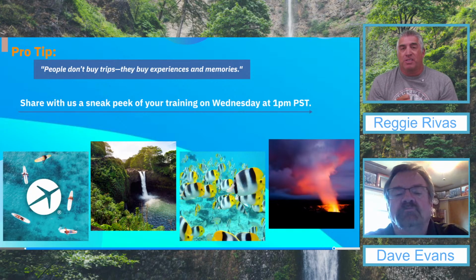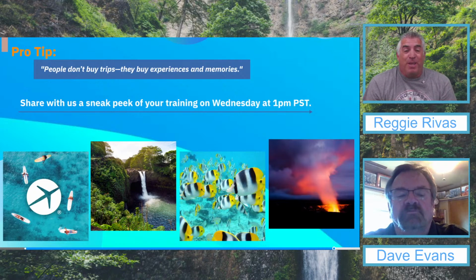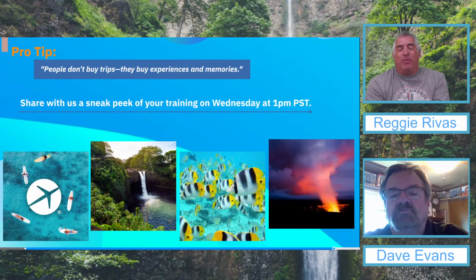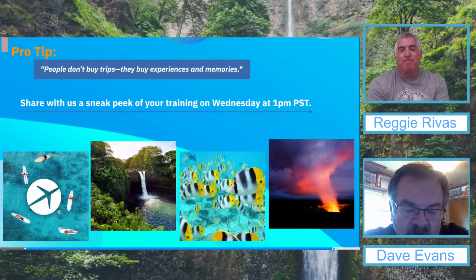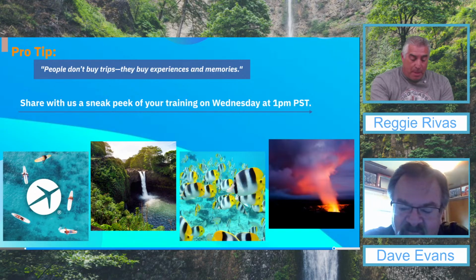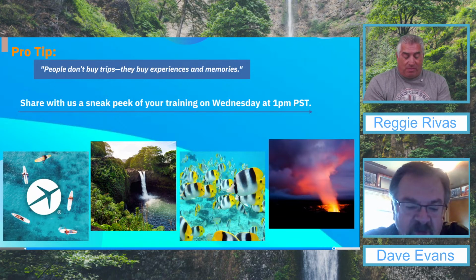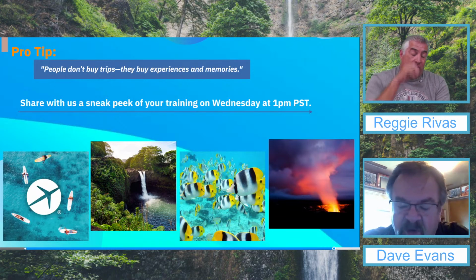Can you share with us a sneak peek of your training on Wednesday at 1 p.m. Pacific time? I'll go over the basics on the Expedia TAAP platform, but we'll focus on number one, the agency service charge fee, which allows you to increase your commission on a prepaid booking.